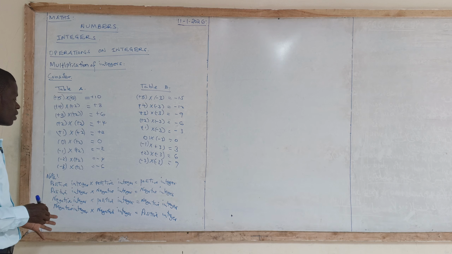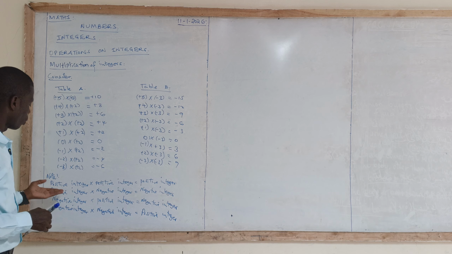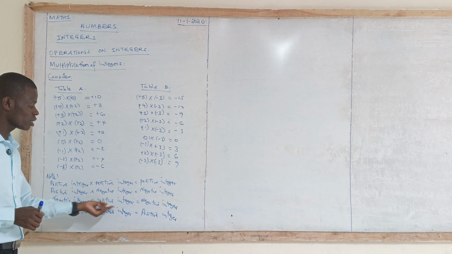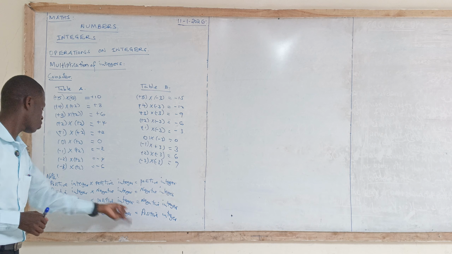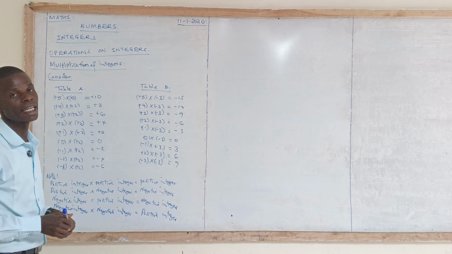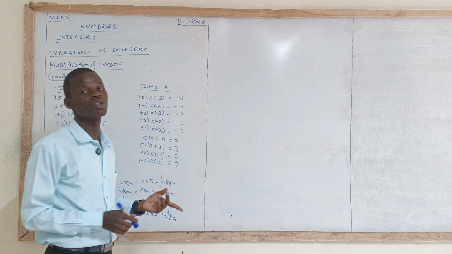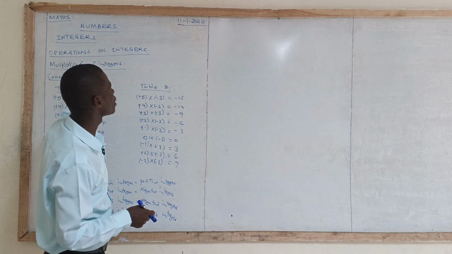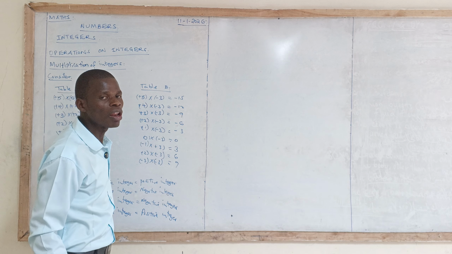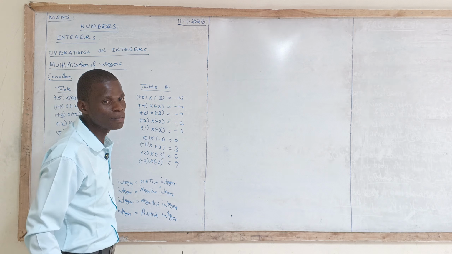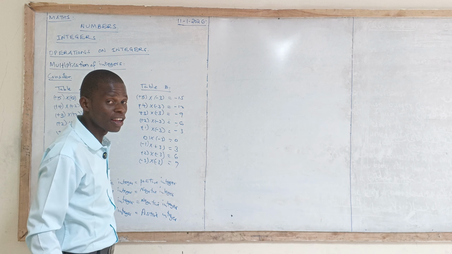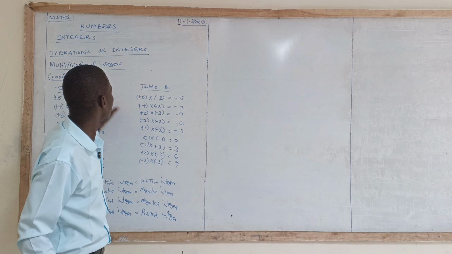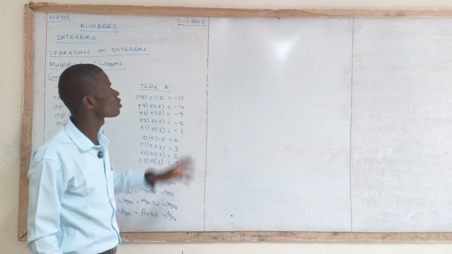Negative integer times positive integer, negative integer. Positive integer times negative integer, negative integer. Negative times positive, negative. Negative times negative, positive. Positive times positive, positive. So that is multiplication of integers. We don't need to struggle. We are not going to use a number line here. You have gotten this from the table. So these two tables have helped us solve a problem.